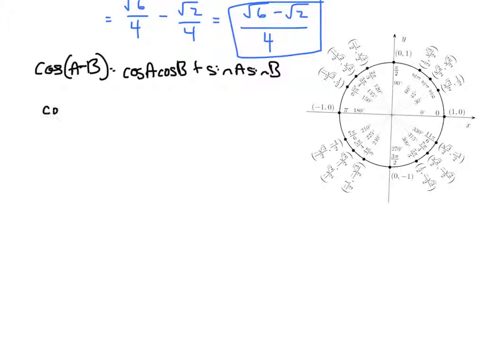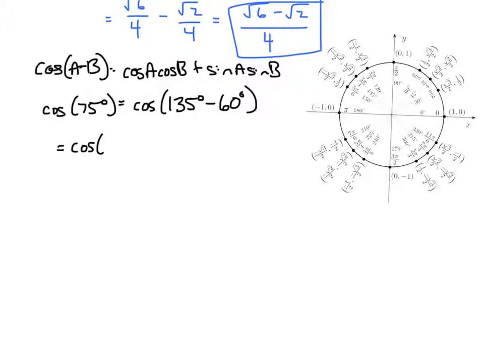So the cosine of 75 degrees can also be represented as cosine of 135 minus 60 degrees. So I'm going to have to find the cosine of 135 times the cosine of 60, and then add that to the sine of 135 times the sine of 60.